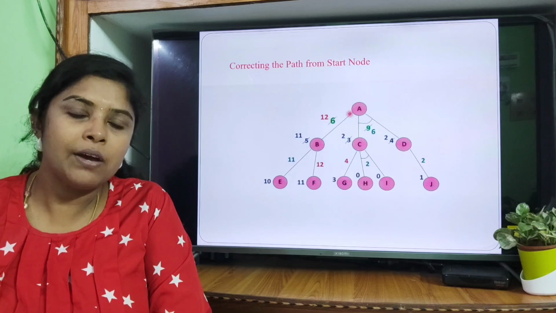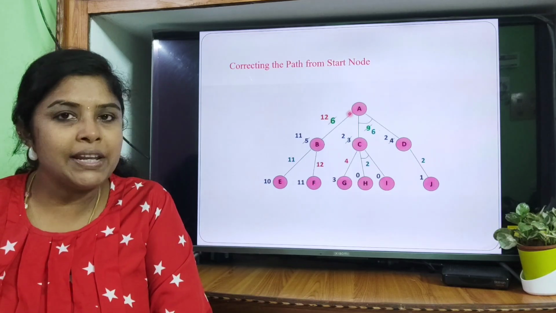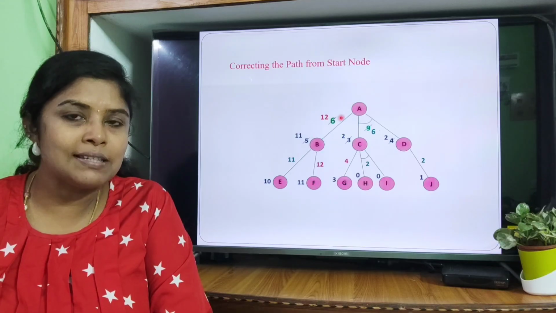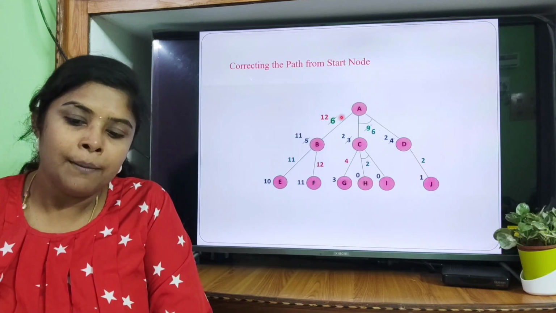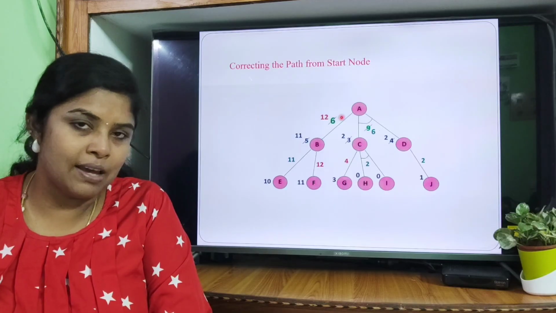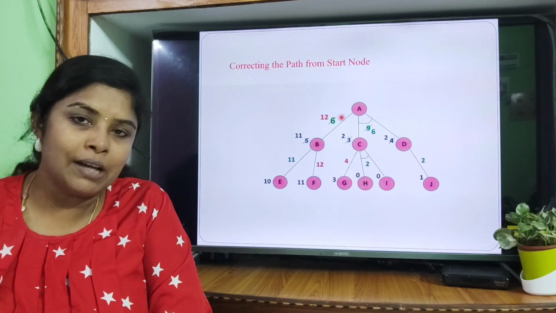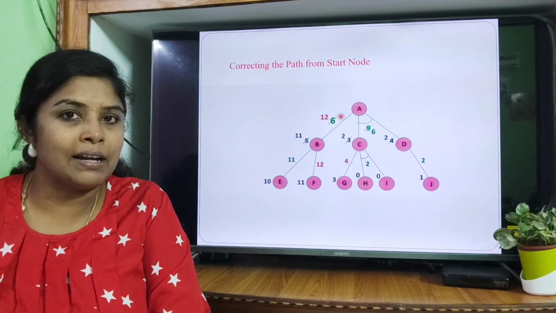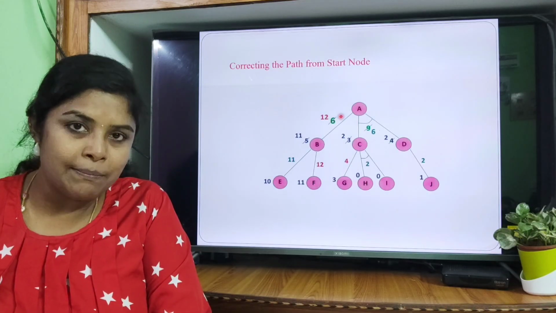While applying AO star algorithm here, we need to compute the cost for each and every path just like how we did for A star. But here the difference is that backtracking is there in AO star, and also it won't consider the complete path cost. It will consider only the current path cost. I will tell you what I mean by that.